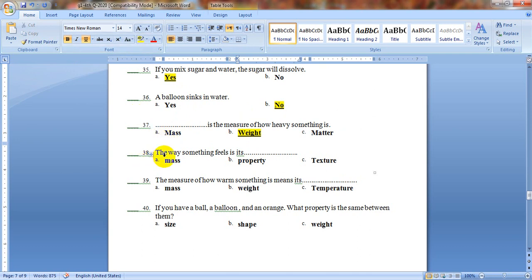38. The way something feels is its mass, property, or texture. How will it feel when you touch it? Means its texture. And this also is one property of matter. 39. The measure of how warm something is means its mass, weight, temperature. How warm is it? How hot or cold something is means its temperature.